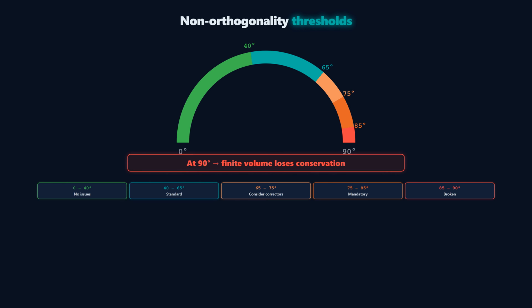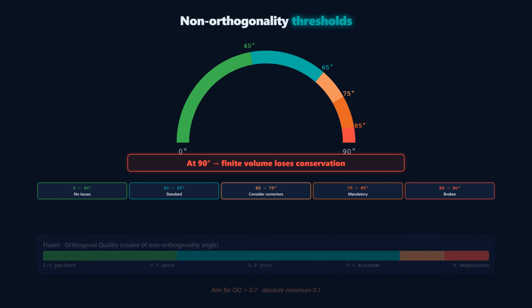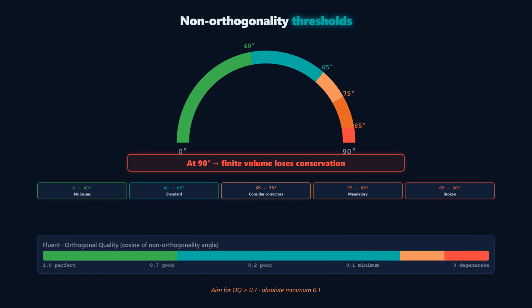And here is the critical insight. At 90 degrees non-orthogonality, the finite volume scheme is no longer conservative. That fundamental property, the reason we use finite volume methods in the first place, simply vanishes. In Fluent, check orthogonal quality instead. It is the cosine of the non-orthogonality angle, ranging from 1 for perfect down to 0 for degenerate. Keep it above 0.1 as an absolute minimum, but aim for above 0.7.